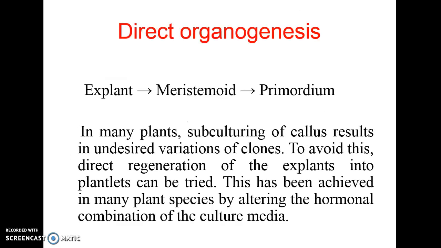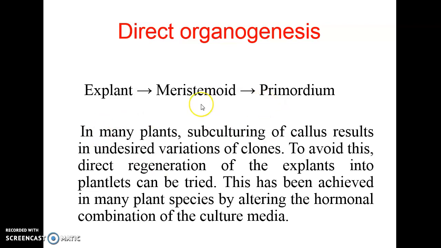So first we will see direct organogenesis. Between direct and indirect organogenesis, direct organogenesis is preferred. Why? We will see later. First, what is meant by direct organogenesis? Direct organogenesis is the formation of organs directly from the explant. That means the explant will develop into meristemoid. There will be division of cells, or the explant will differentiate and form the meristematic cell, and that will give rise to an organ, root or shoot.